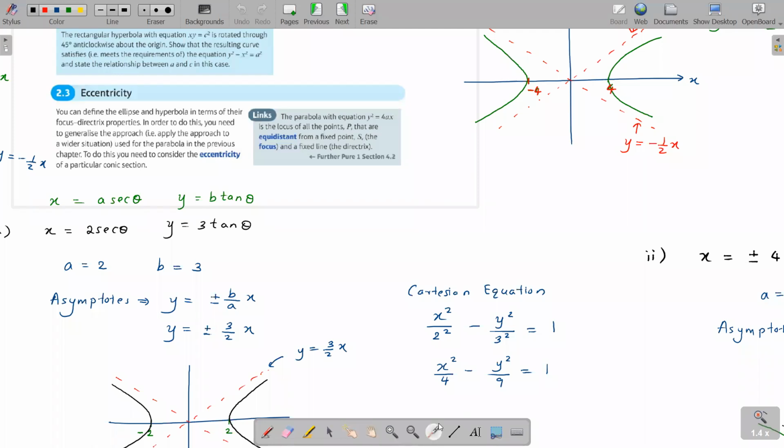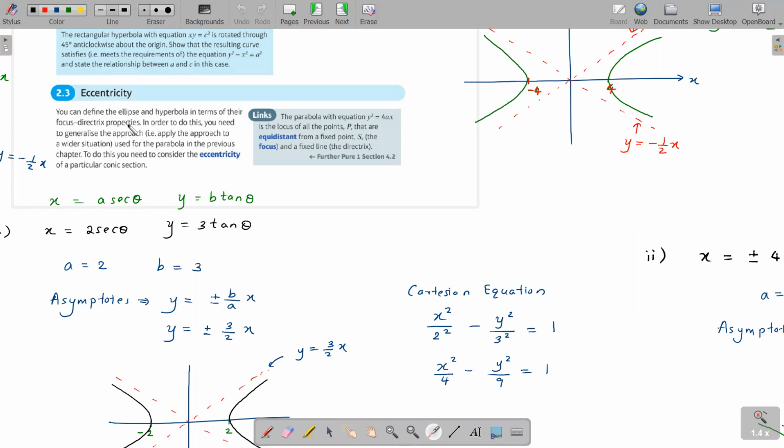Okay, so the next section that we are going to discuss in this lesson is eccentricity. What is eccentricity and why is it important? This term eccentricity is what helps us to get the difference between the ellipse and the hyperbola.